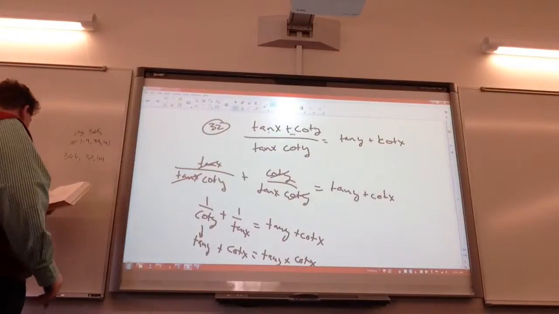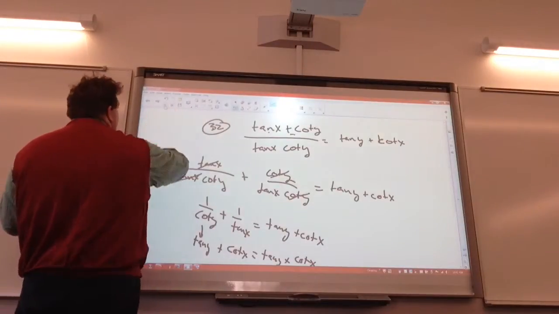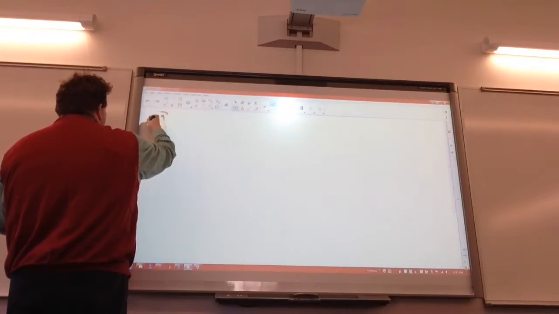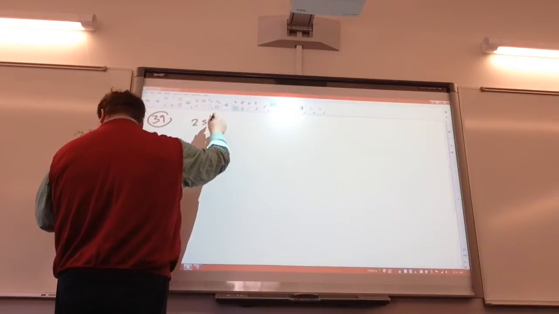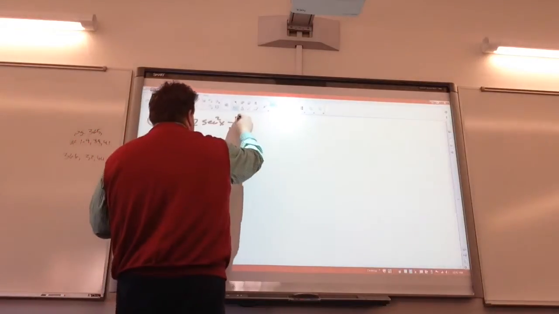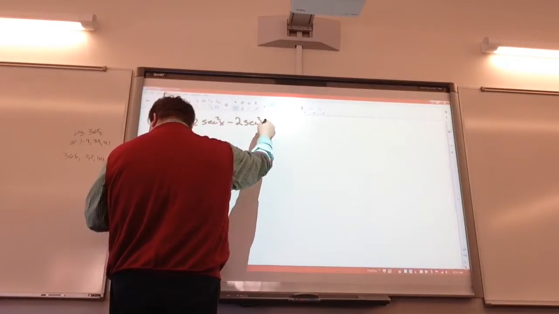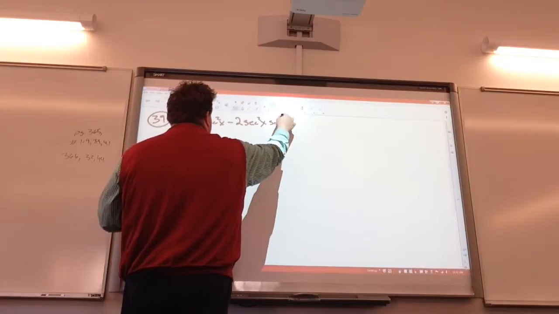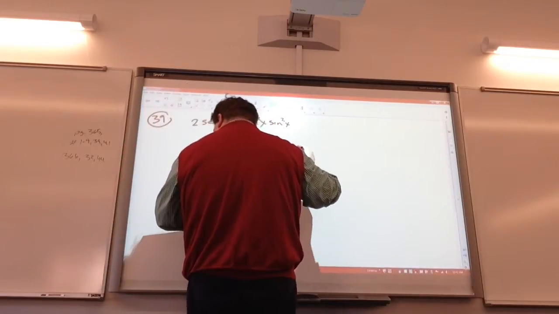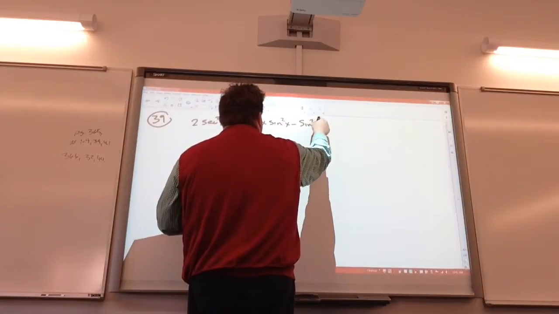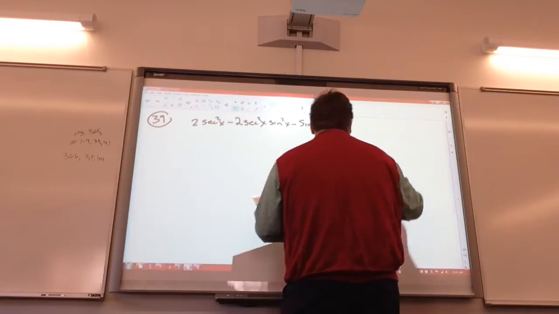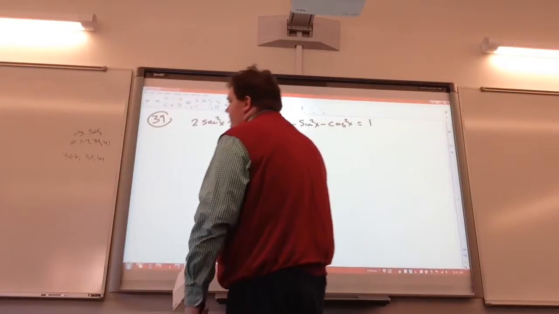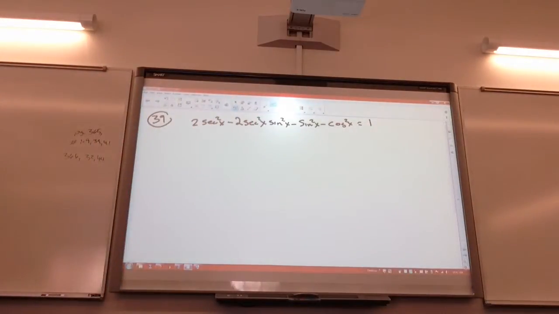But that's how this one comes out. Okay, good. Let's look at 39. 39 looks absolutely ridiculous, doesn't it? It's 2 secant squared of x minus 2 secant squared of x sine squared of x, minus sine squared of x minus cosine squared of x equals 1. Good Lord, that looks terrible, doesn't it? Actually not as bad as it seems.